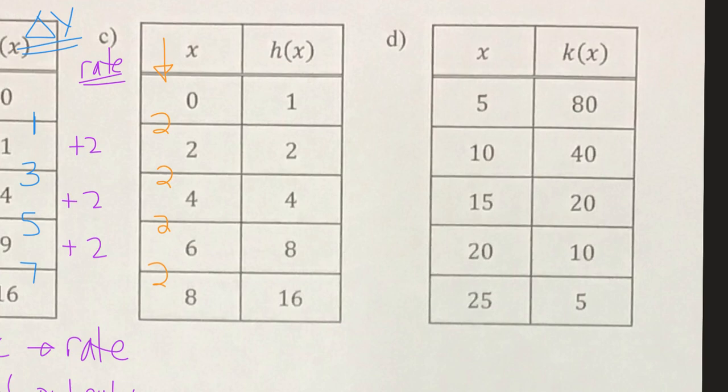So that means we're looking at multiplication. 1 to 2 is times 2. 2 to 4 is times 2. 4 to 8 is times 2. 8 to 16 is times 2. Okay, so this is how we know this is going to be an exponential.